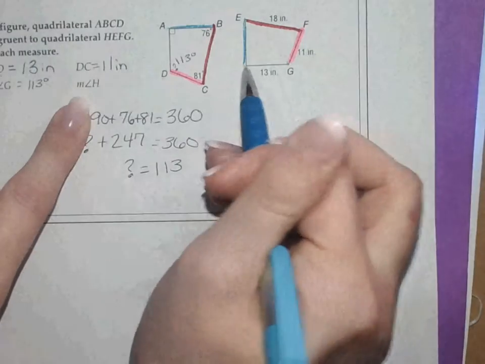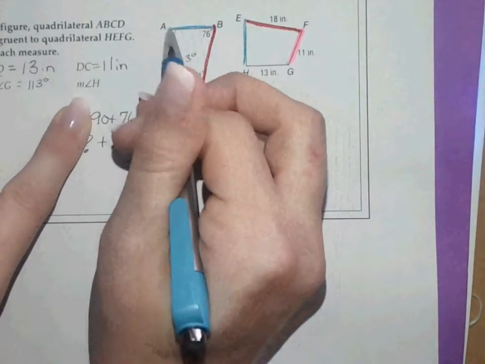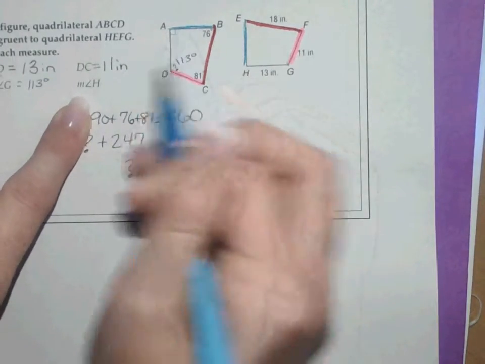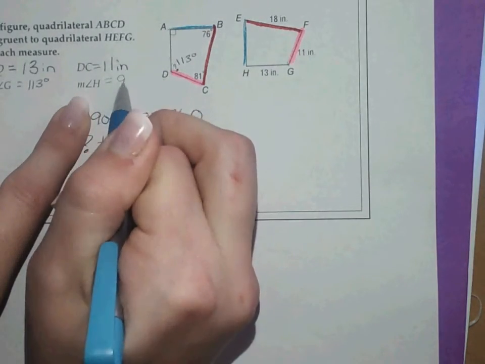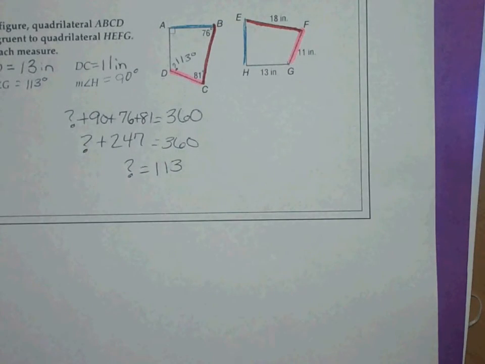Now angle H, that's the one between the blue and the blank, so blue and blank, that angle is 90, so therefore this one is 90. So hopefully that helped a little bit with rigid transformations.